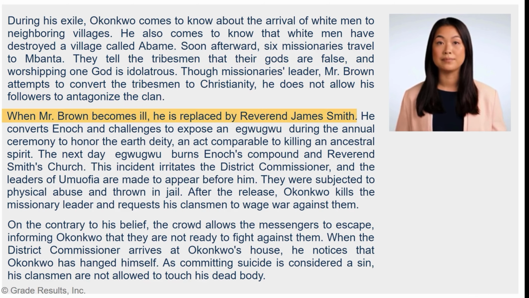When Mr. Brown becomes ill, he is replaced by Reverend James Smith. He converts Enoch, who challenges to expose an egwugwu during the annual ceremony to honor the earth deity, an act comparable to killing an ancestral spirit. The next day, the egwugwu burns Enoch's compound and Reverend Smith's church. This incident irritates the district commissioner, and the leaders of Umuofia are made to appear before him. They were subjected to physical abuse and thrown in jail.